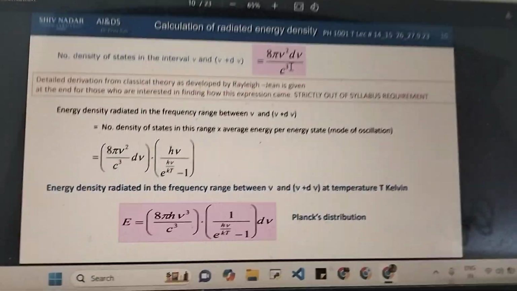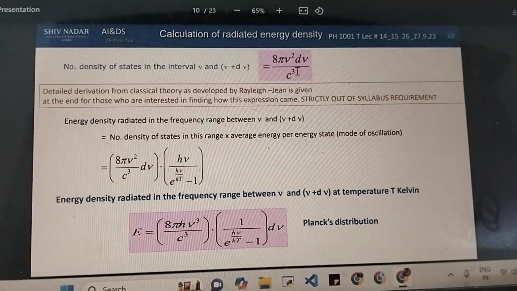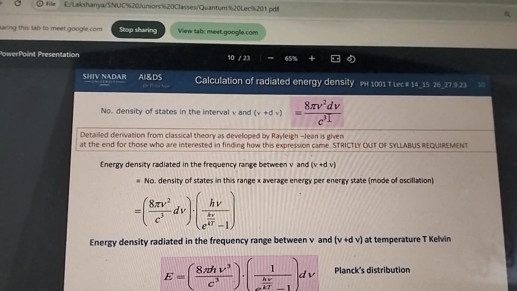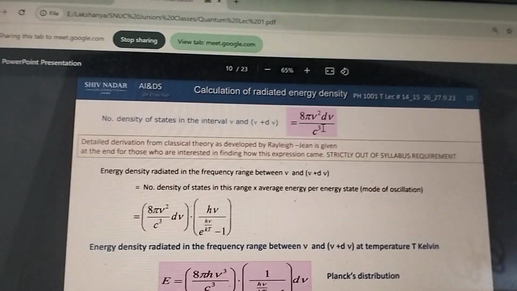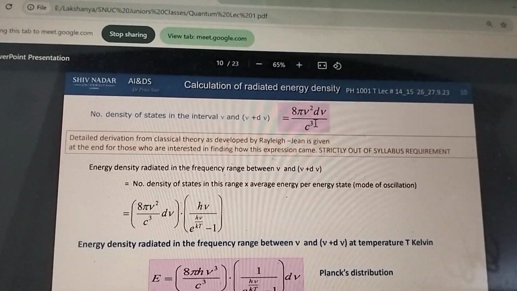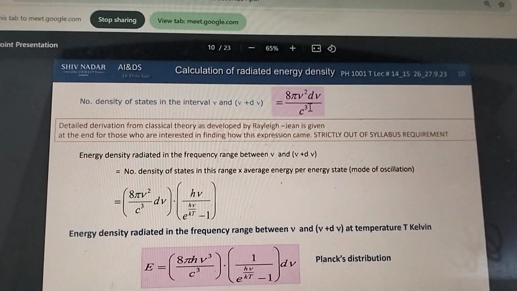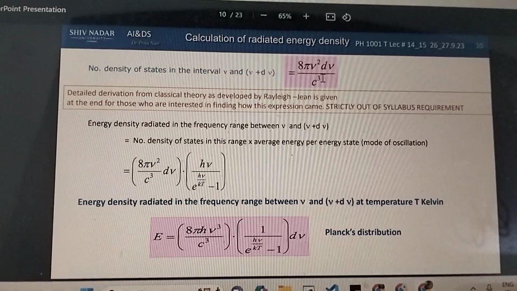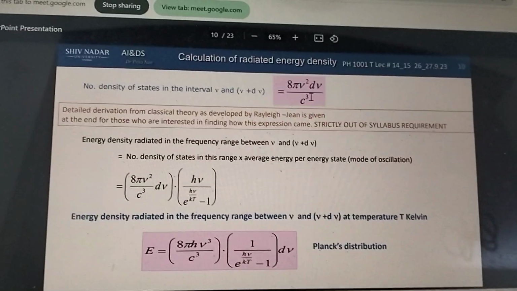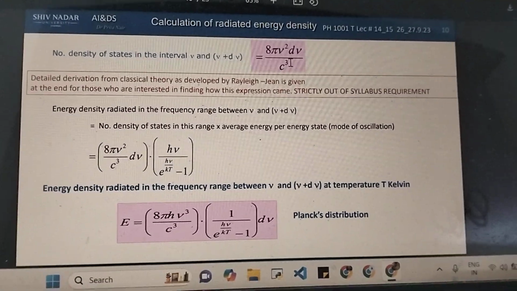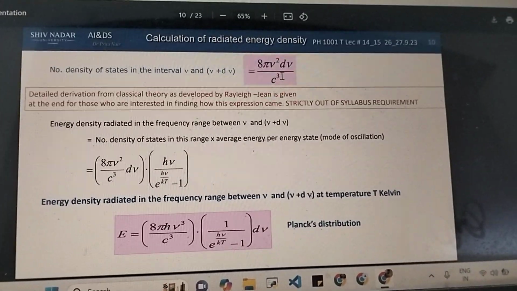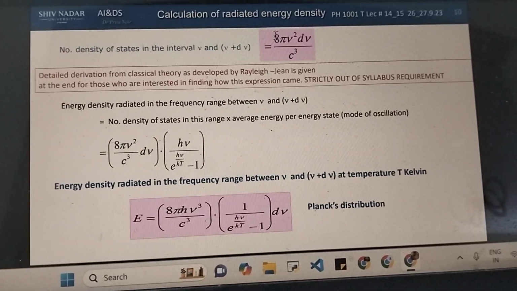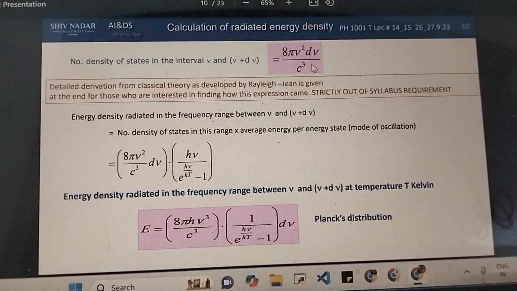So what do I mean by allowed states? Like I said, an atom cannot have any and every energy value. There are specific values of energy which it is allowed to have. So between 105 Hz and 110 Hz, for example, there are a specific number of values of energy which the atom is allowed to possess. This number of values is what I refer to as number density of states, and that is given to be 8 pi nu square d nu upon c cube.